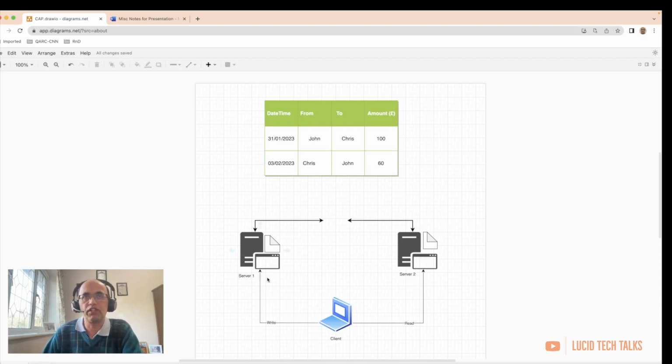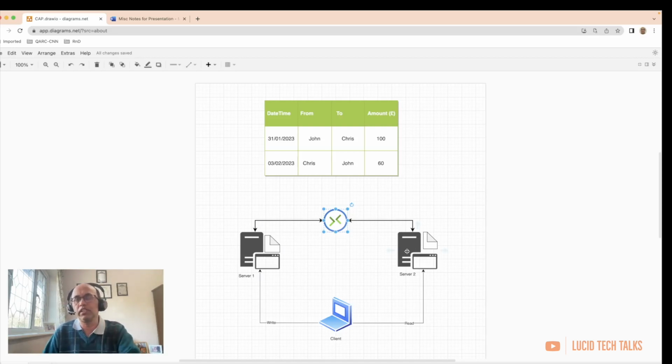So here it will say that 40 pounds is owed by Chris, and here it will say that 100 pounds is owed by Chris. So now the two servers are giving different answers, and this is where we are saying that the servers are not consistent with each other. The information that they have is not consistent with each other. So now we have talked about consistency, and that consistency could go out of sync, or become inconsistent, when servers cannot communicate with each other.